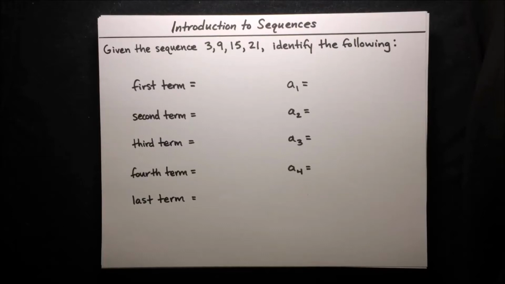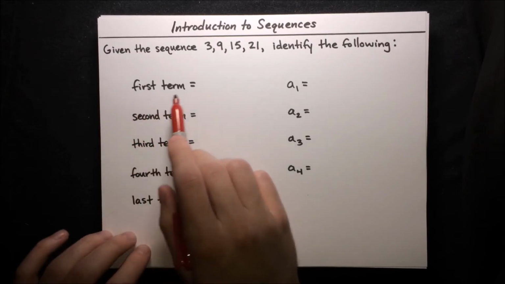In this video, we're going to learn about sequences. So here we're given the sequence 3, 9, 15, 21, and we want to identify the following: first term, second term, third term, fourth term, last term, and A1, A2, A3, A4. Now, a sequence is just a list, and the terms are the items of that list.